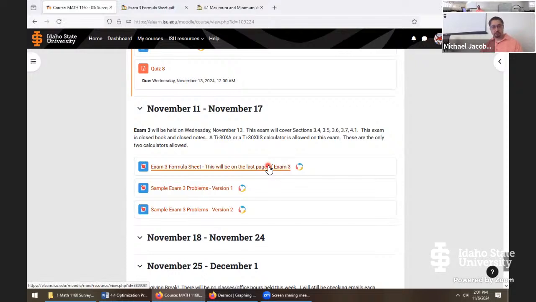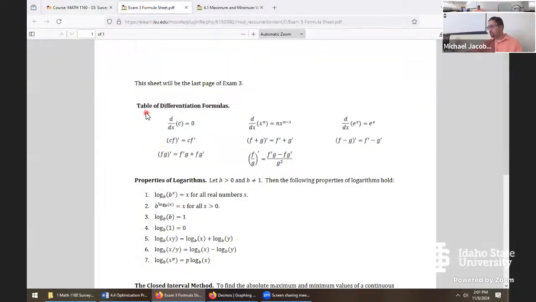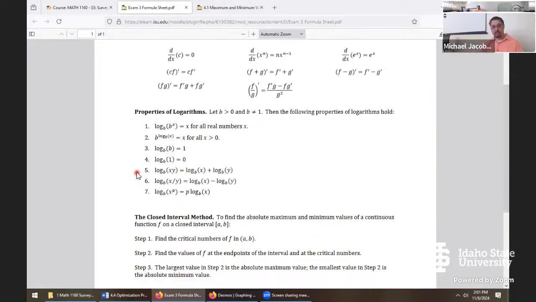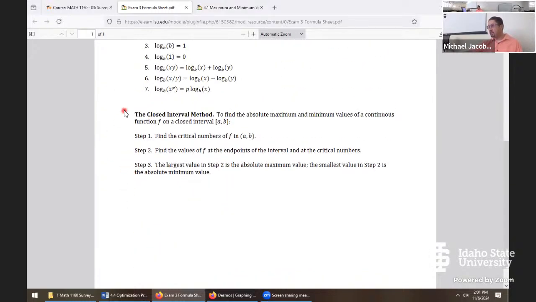So when you go to study for the real third exam, it's good to have this open and just ready and available. You'll have differentiation formulas. We need this for definitely on this exam. Properties of logarithms to support any logarithmic differentiation. And this information here coming from section 4.1.